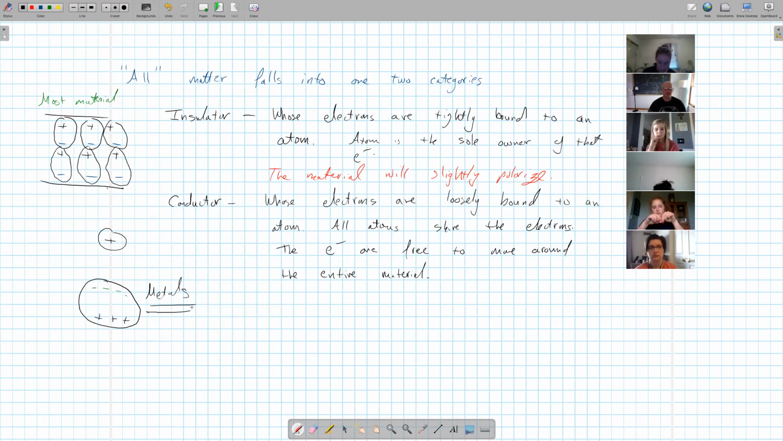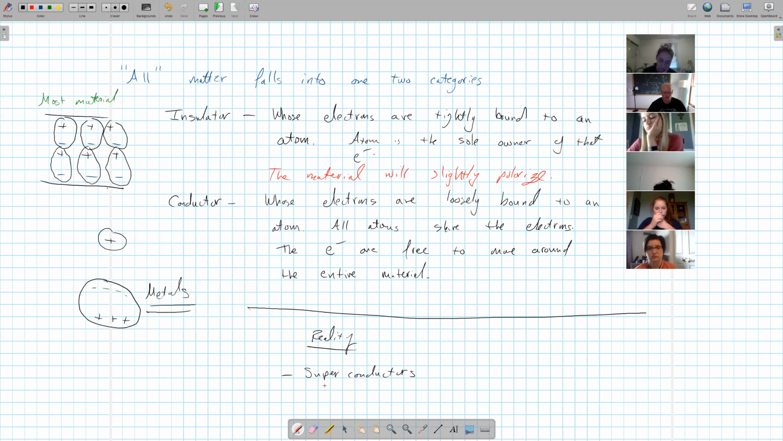Now there are different types of materials. These are not the only ones that actually exist. As far as our class is concerned, these are the only ones, so basically everything's going to be either an insulator or a conductor. But in reality, we can also have what are known as superconductors, or what are known as semiconductors. So ultimately, we have insulators, conductors, superconductors, and semiconductors.